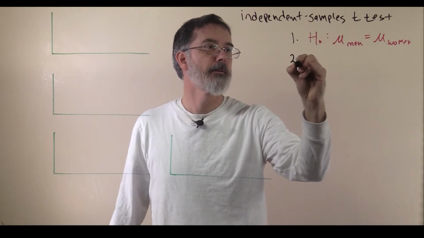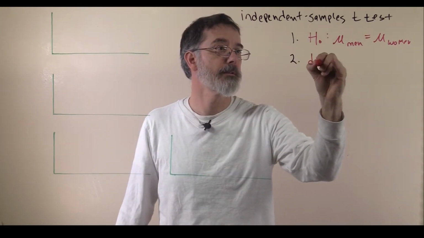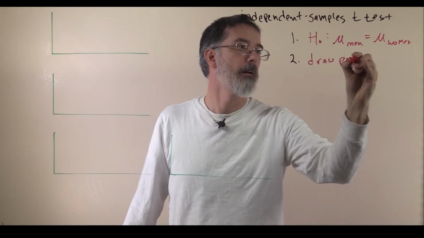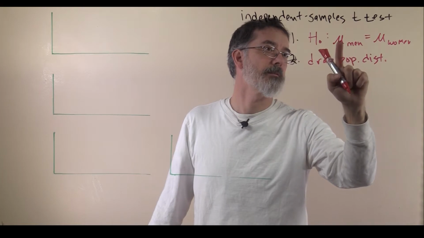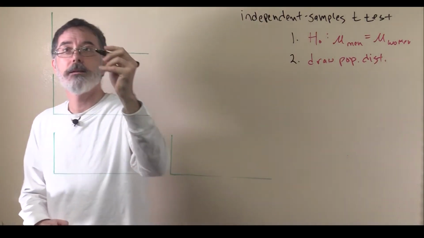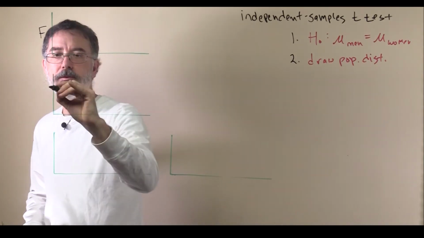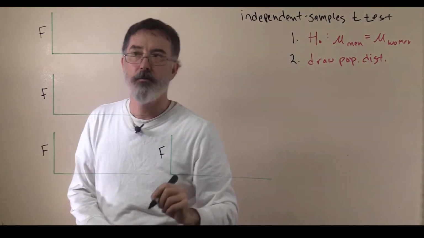The next thing we'll do is draw the population distributions. Notice there's two population distributions now. There's one for men and one for women. These are going to be frequency distributions over here like they have been in the past. This will end up being one for men and one for women.